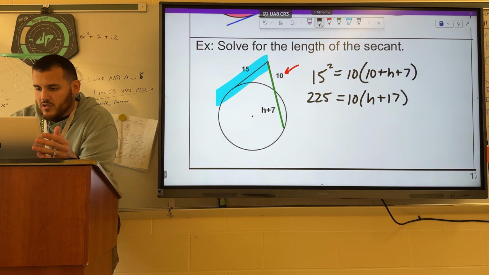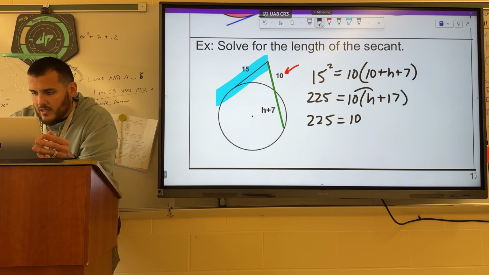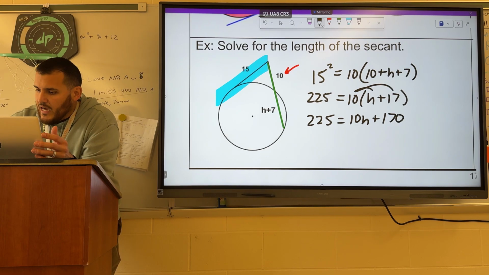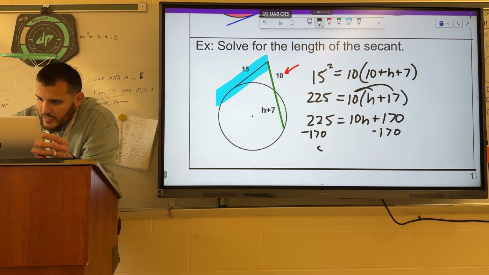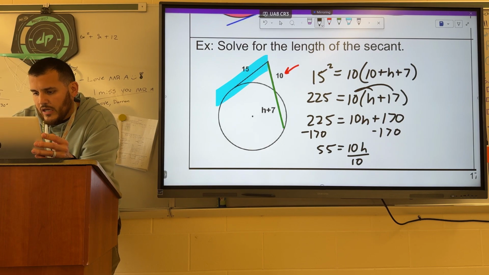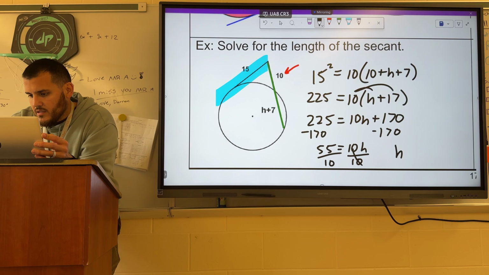And then I can distribute my 10 in there. Do 10 times h to give me 10 h's, and then 10 times 17 to give me plus 170. I can then subtract that 170 from both sides to get, let's see, that'd be 55 equal to 10h, and then I can divide both sides by 10 to get h equals 5.5.